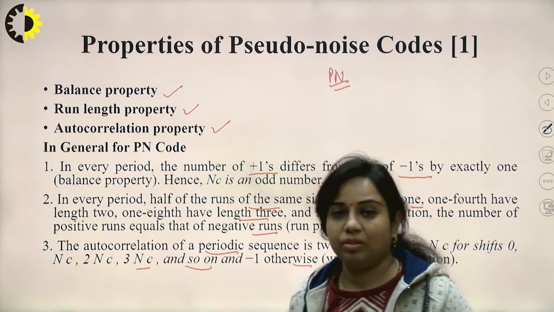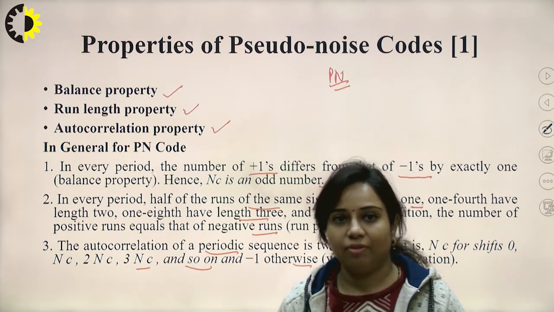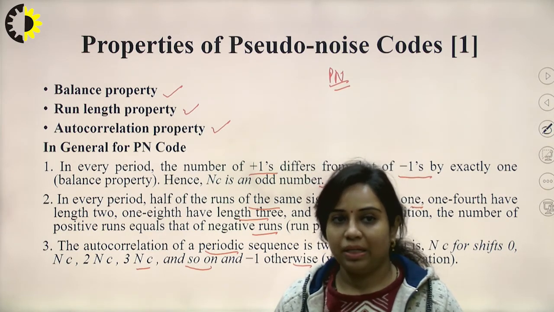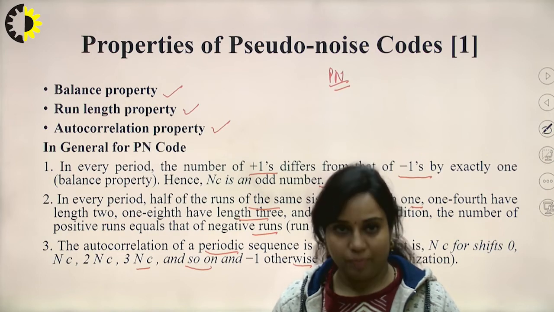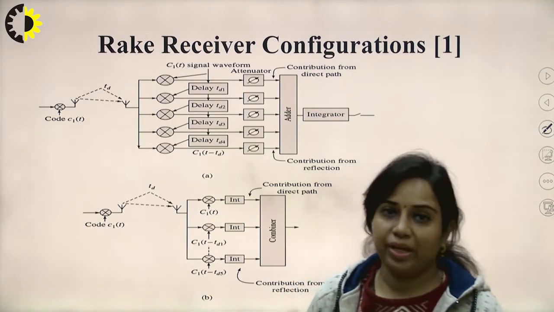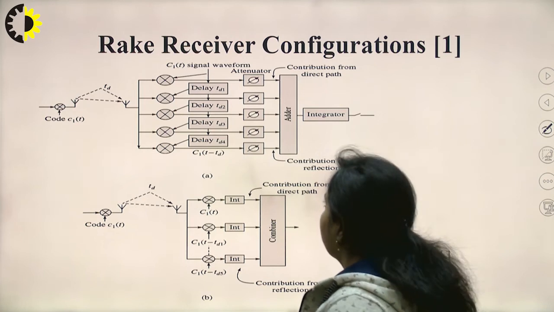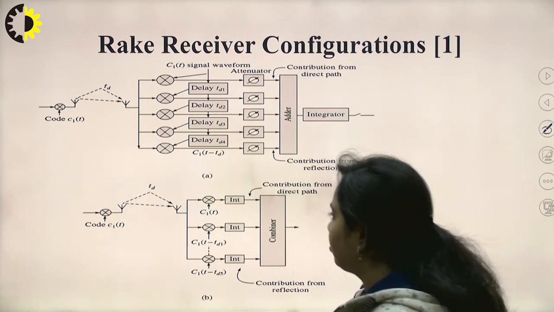So, this slide is explaining three different properties, that is the balance property, run length and the autocorrelation property. Next one is Rake receiver configuration. So what is Rake receiver configuration? This is a very important topic.